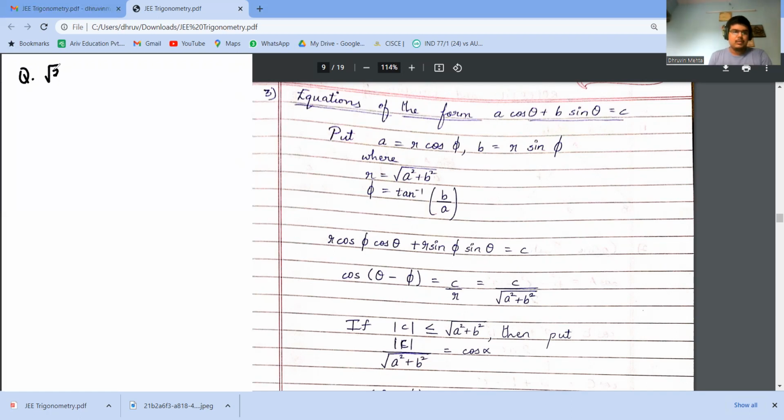Let's say if we have a question √3 cos theta plus sin theta equal to √2. Let's take this. We have to solve this equation. We have to find the general solution of this equation. Okay, this is the question.